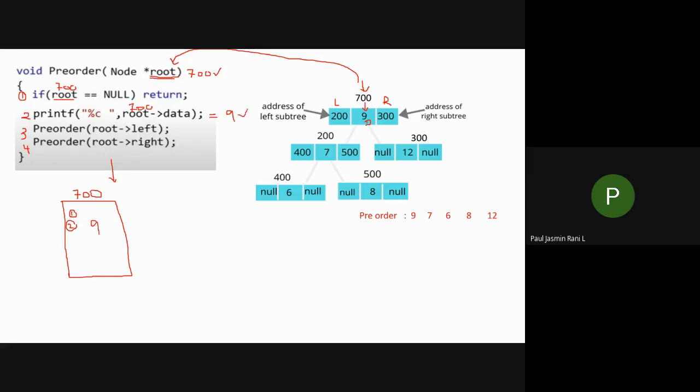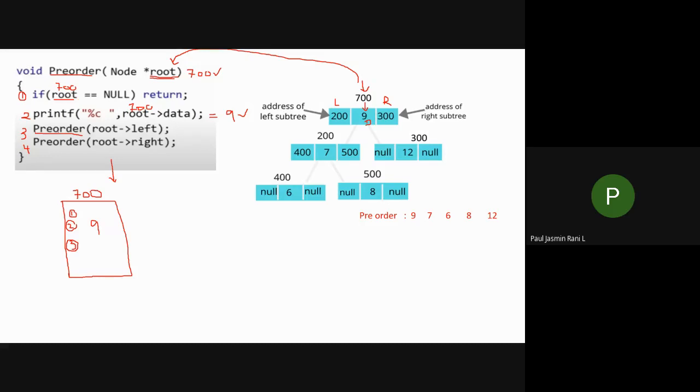Once executing this statement, I go for the third statement, isn't it? What is the third statement? I am calling the recursion function. See here, why I say this is recursion: because the function name and the calling function name are the same. Here I have a pre-order, and here also I have a pre-order. When the same name is used inside your function, I call that a recursive function, because I am calling the function inside my function itself. So this we call recursion.